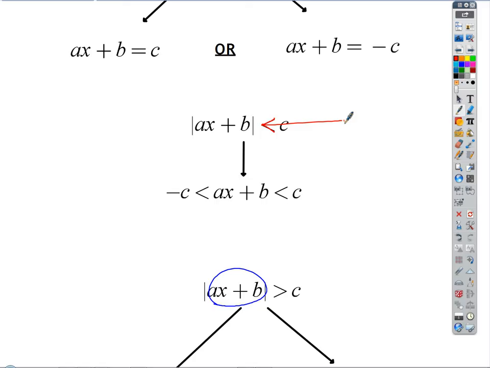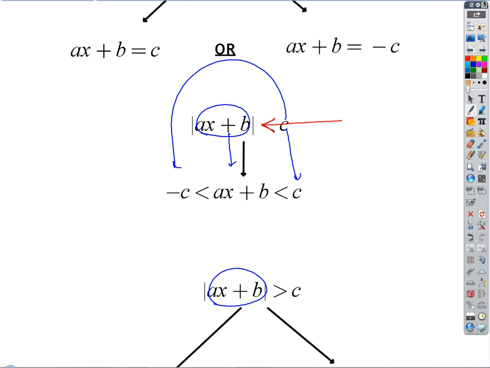So what do we do with this? Whatever's in the middle of the absolute value bars goes in the middle of the statement, and then the upper limit is C and the lower limit is negative C. And I just solve that. So let's go to our example and try that.